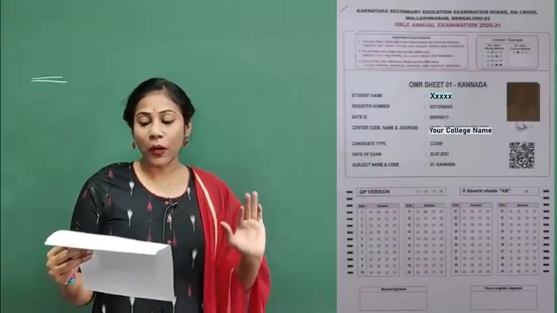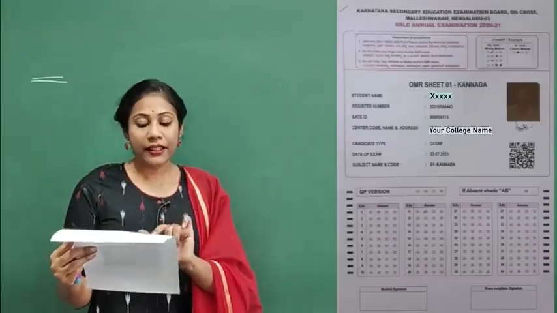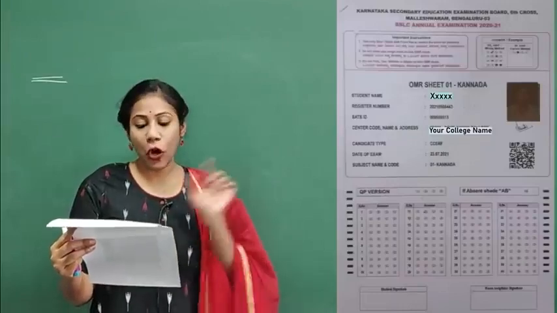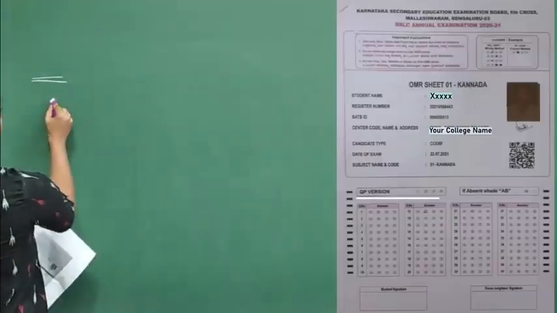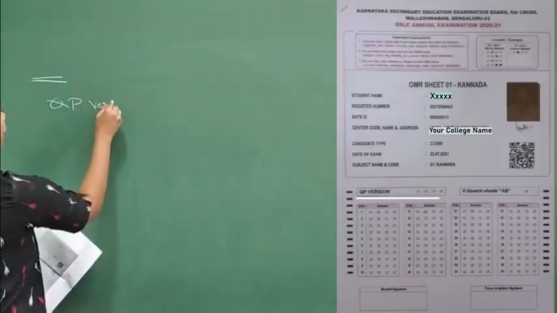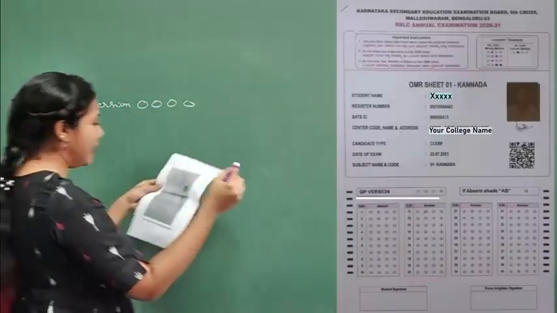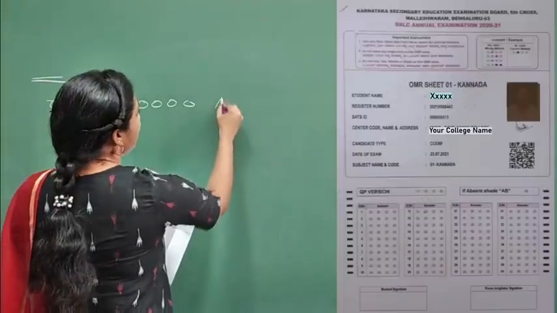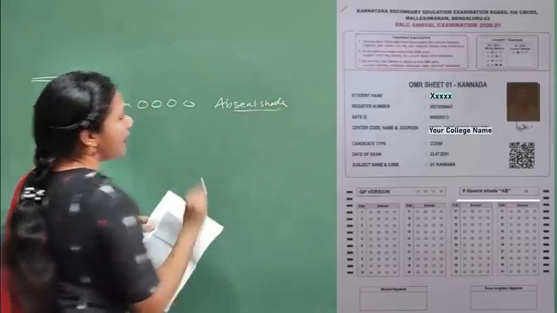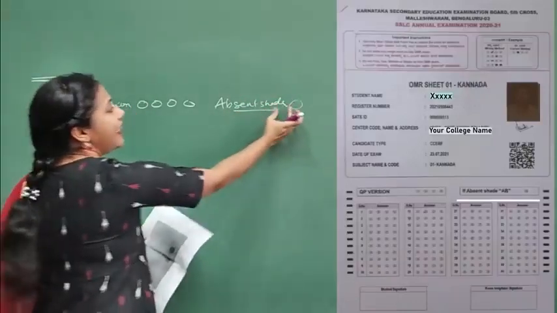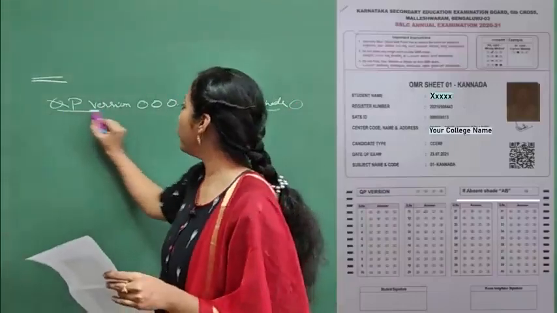And coming to the very important point that you have to do on an OMR sheet, you see here, there are two options. One is QP, question paper version. So you have something called question paper version, right? And four circles are there here. And another one is absent shade, right? If you are absent for the examination, your invigilator will shade that particular circle. Okay, if you are present for the examination, you have to go for this column.